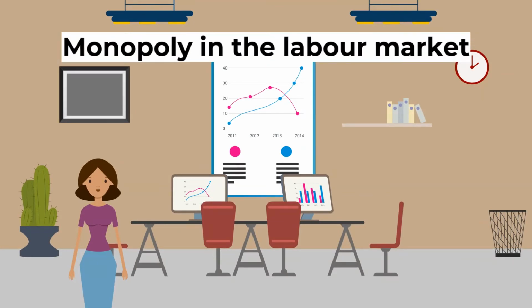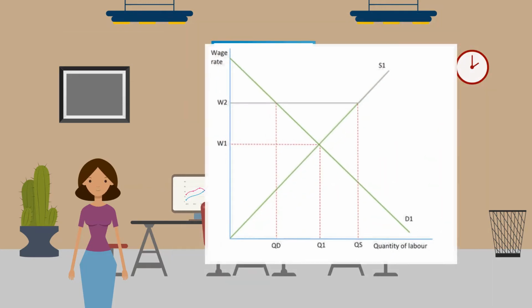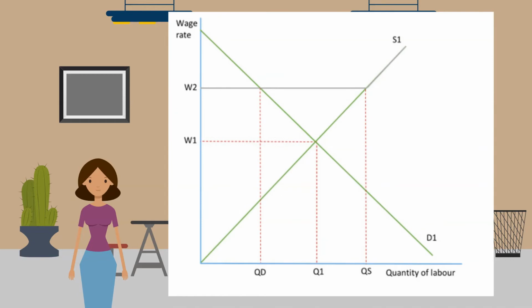Next, let's look at monopoly in the labor market. The existence of trade unions means they can operate as the only seller of labor. A trade union is an organization with members who are usually workers or employees, which protects the rights and pay of workers through a process of collective bargaining.